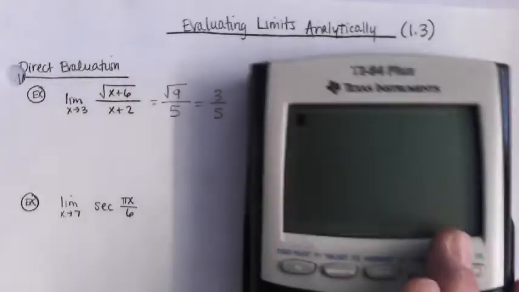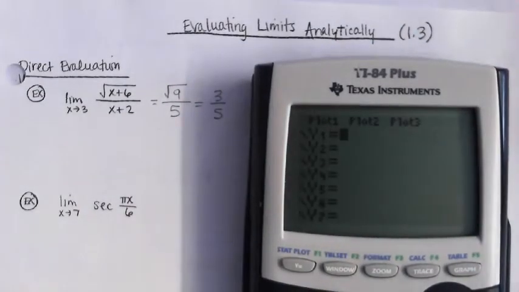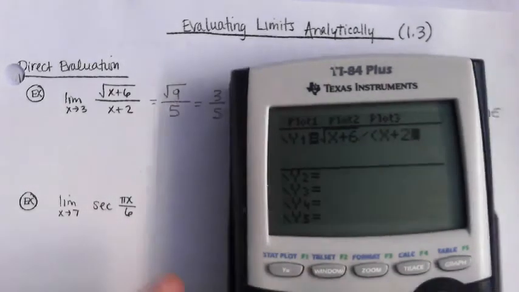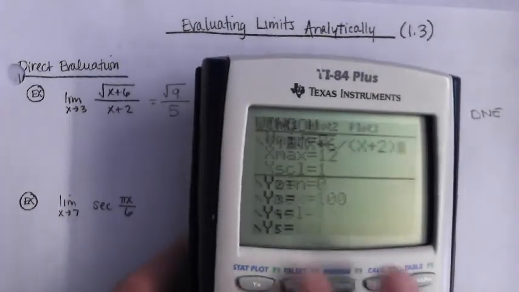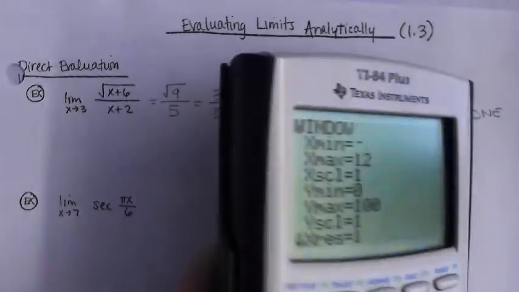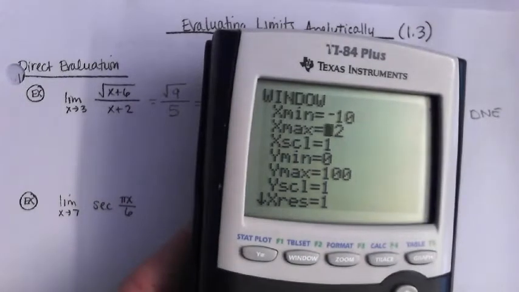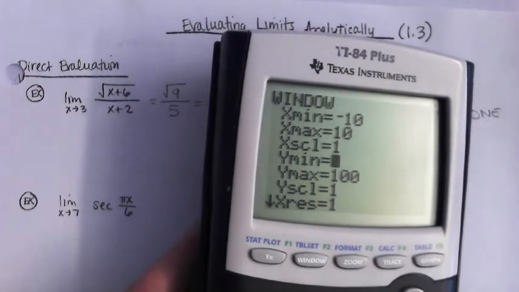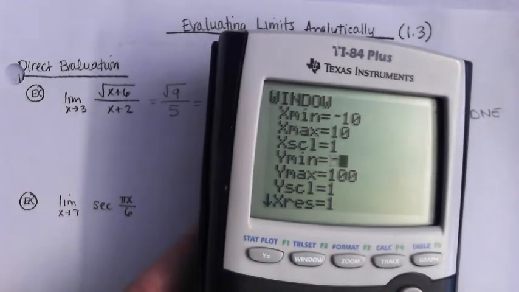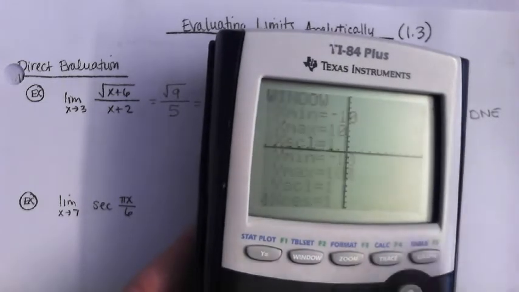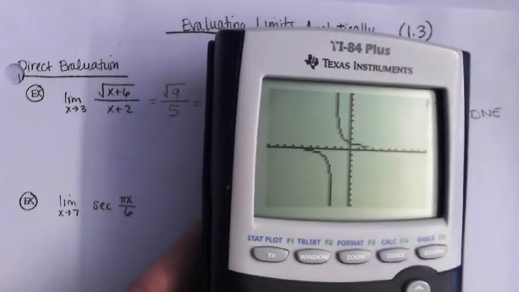So just for the sake of getting a full idea of what this looks like, I'm going to show it to you on the graph. I'm going to give you a window of -10 to 10. And, oh boy, let's do -10 to 10 as well. We'll just do a standard window and adjust it if we need.